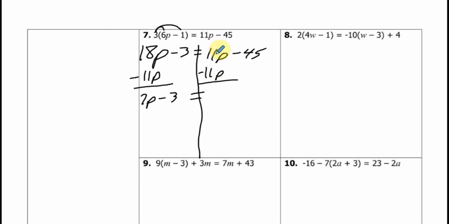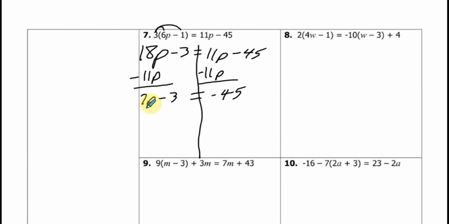Equals. These two cancel. Remember the minus sign, so we read that as -45. Students have a tendency just to bring down the 45. Make sure you keep the sign that's in front of it. We can't pretend that's a positive 45. There's a minus sign in front of that.